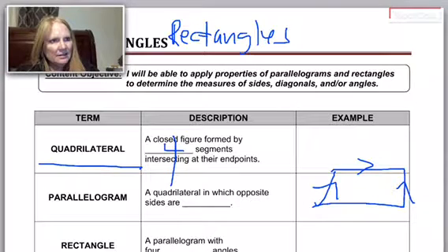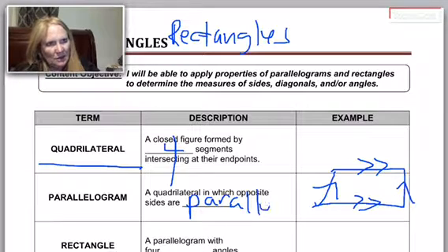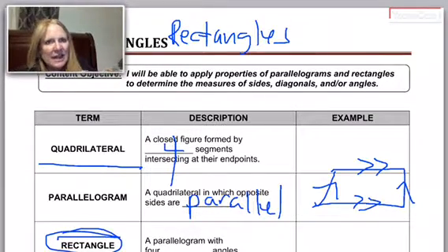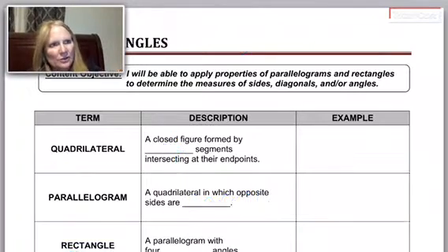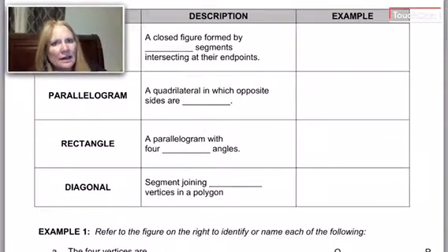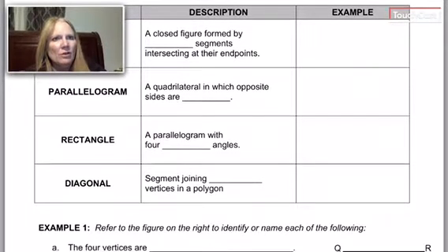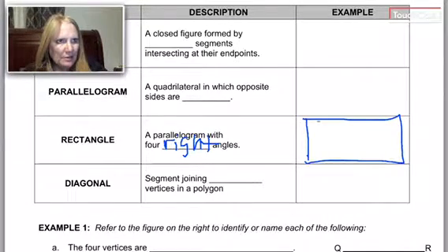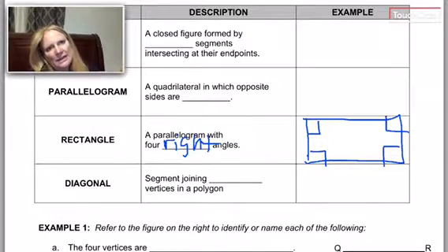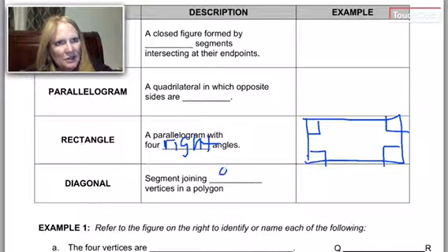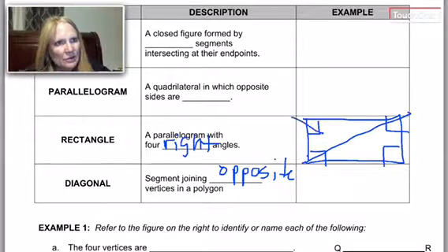So these sides would be parallel. So that is a parallelogram. So now we're going to go to rectangle, which is another special quadrilateral. So let me scroll down a little bit. And it is a parallelogram with four right angles. So it has all the properties of a parallelogram, but it has some additional ones that happen because of the four right angles. And a diagonal is still a segment joining opposite vertices. So this would be a diagonal and this would be.